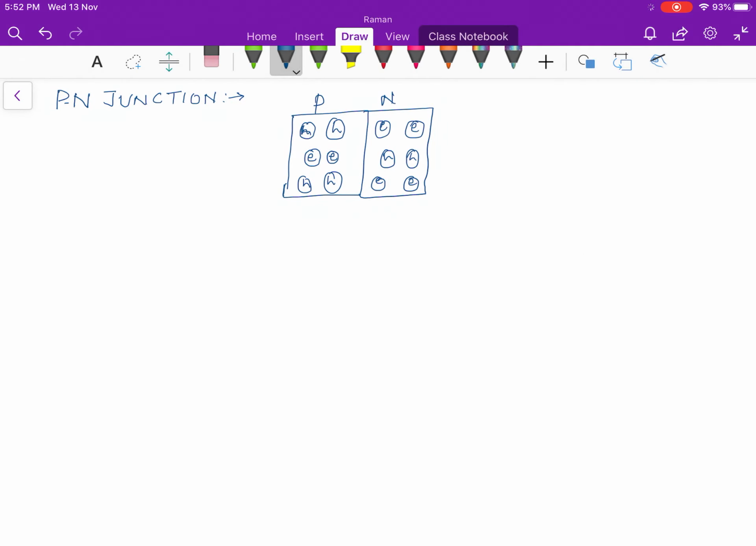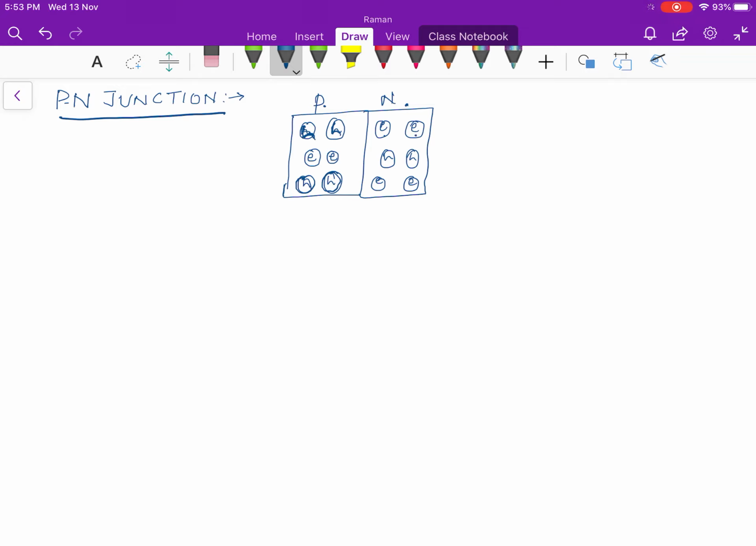So we are going to see the PN junction. In a PN junction diode, the P side and N side are sandwiched together. Now, as the P side has holes as the majority charge carriers, in the P side the majority charge carrier is hole, and in the N side the majority charge carrier is electron.